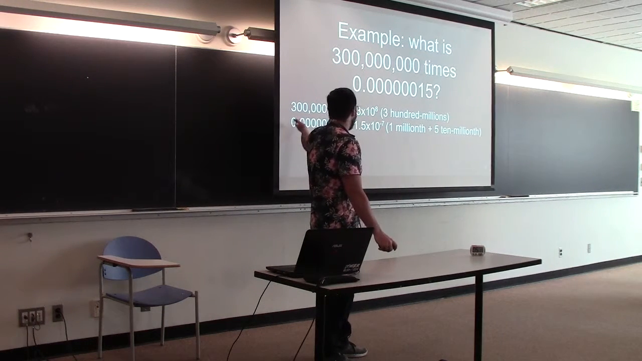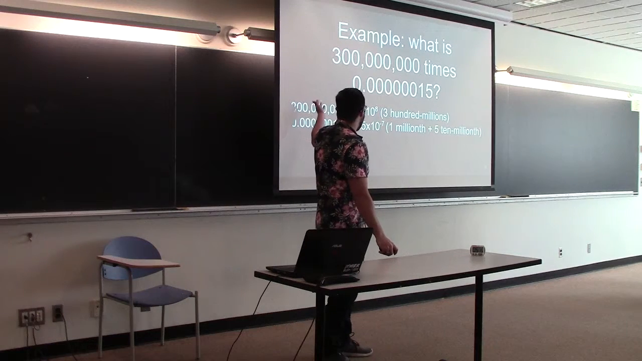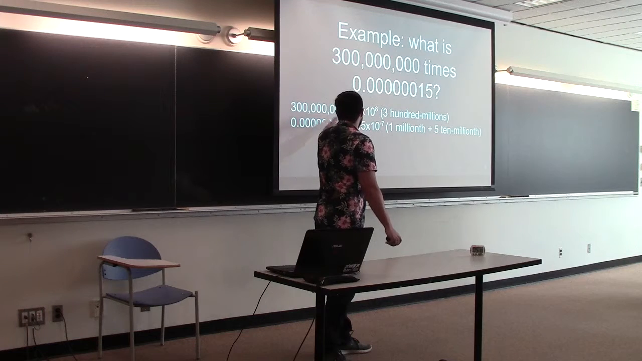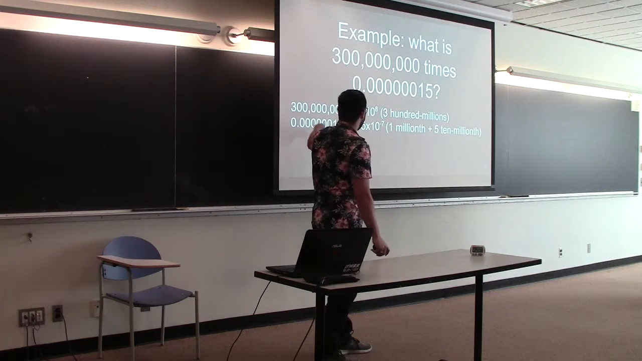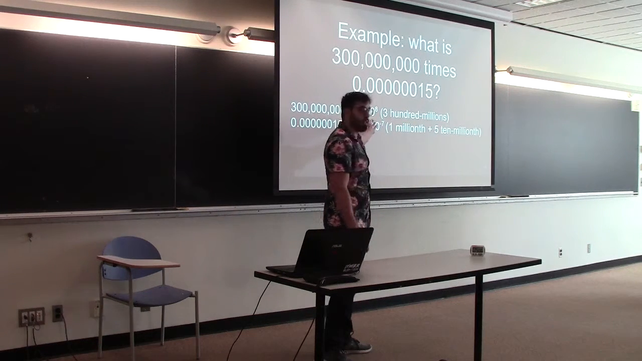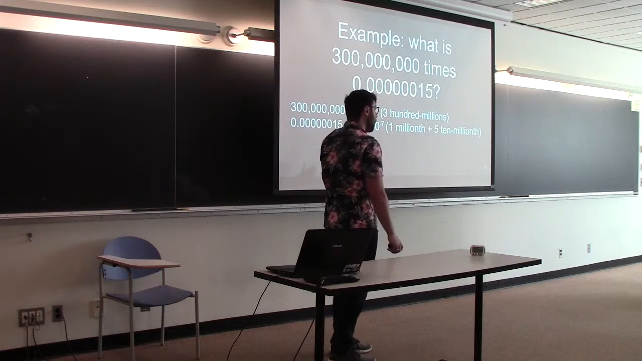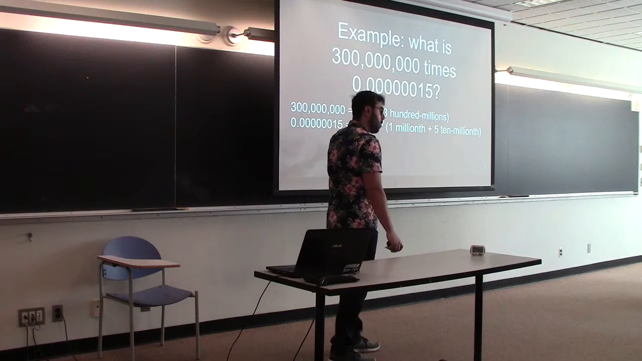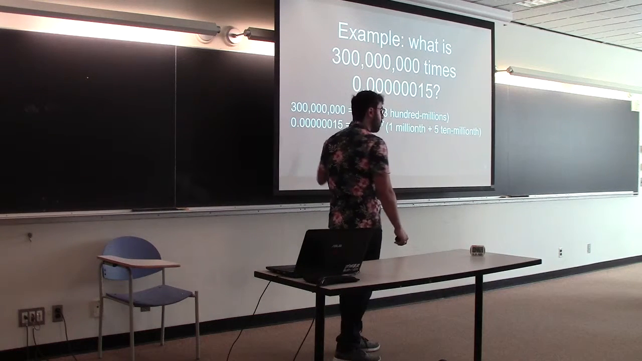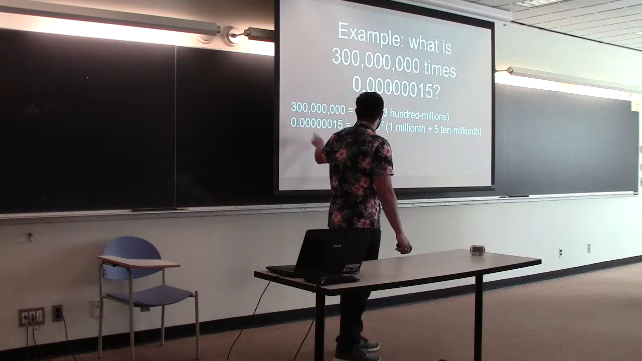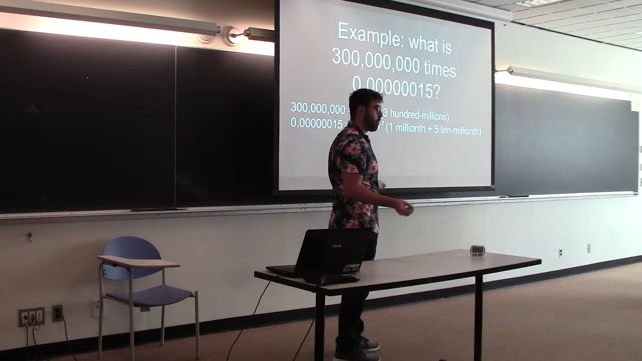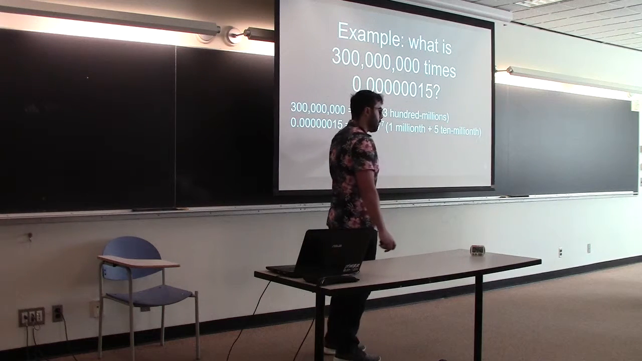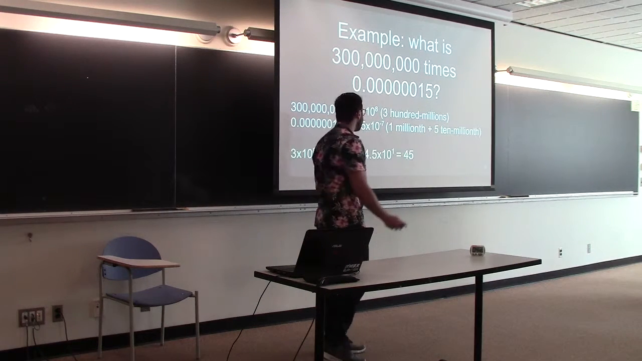In 3 million, the important number is 3, and to get to 3, we need to jump 8 zeros. So 3 million would be 3 times 10 to the 8. Likewise, for 15 million, the important numbers are 1.5, and to get to the first important number, we need to jump 7 spaces to the right. And if we're jumping to the right, we count negative. So 15 million would be 1.5 times 10 to the negative 7.